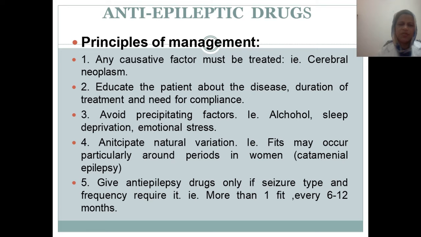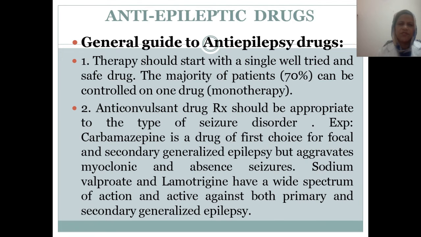Give anti-epileptic drugs only if seizure type and frequency require it, that is more than one fit every 6 to 12 months. General guide to anti-epileptic drugs: therapy should start with a single well-tried and safe drug. The majority of patients can be controlled on one drug, that is monotherapy. Anticonvulsant drug treatment should be appropriate to the type of seizure disorder.